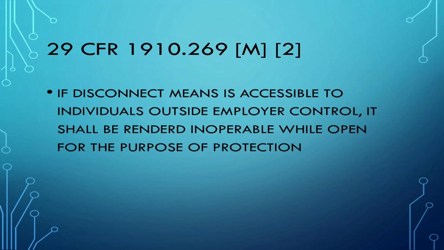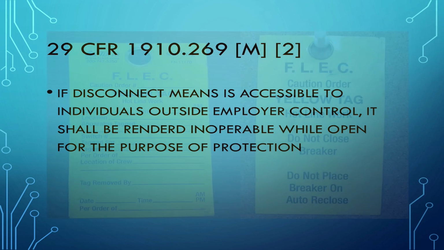If the disconnect means is accessible to individuals outside employer control, it shall be rendered inoperable while open for the purposes of protection. Definitely we need to close our control boxes back, our drop controls, and be sure that they're locked up and tight. Gates to substations, lock them behind us. We don't want to leave any room for chance for somebody of the public who may not understand the seriousness of what actions they could cause, which could have harm on us out on the line.